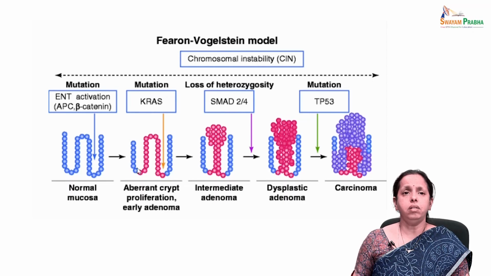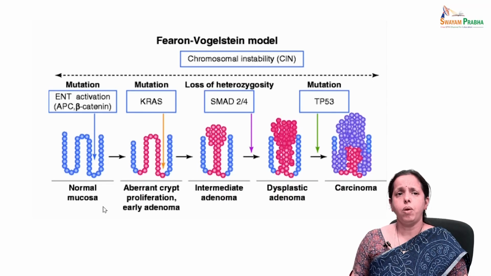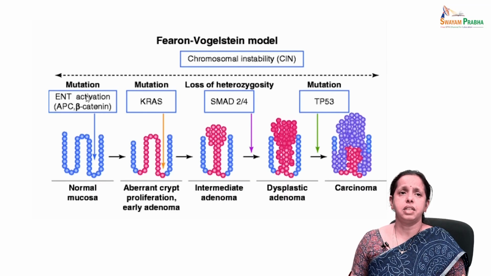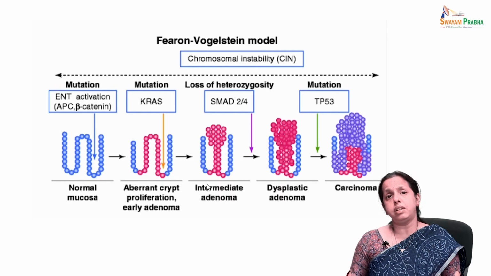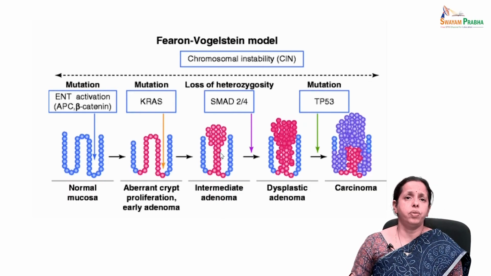Getting back to my basics of cancer, this is how the normal mucosa progresses. For example, you have the mutation in beta-catenin and APC, then the WNT activation. In the next step you have a small aberrant crypt proliferation, an early adenoma, and at this stage you have the KRAS mutation. Further on, at the intermediate adenoma stage, you have SMAD4 and the loss of heterozygosity.